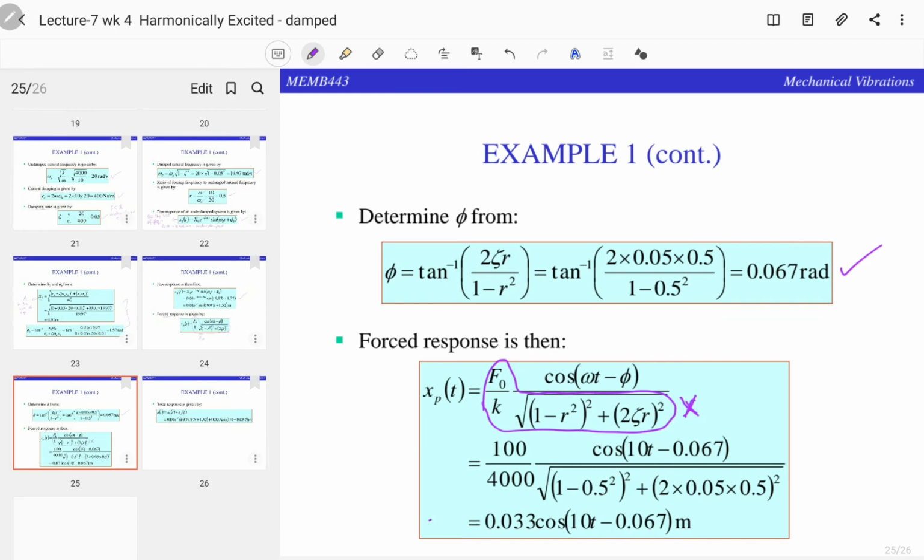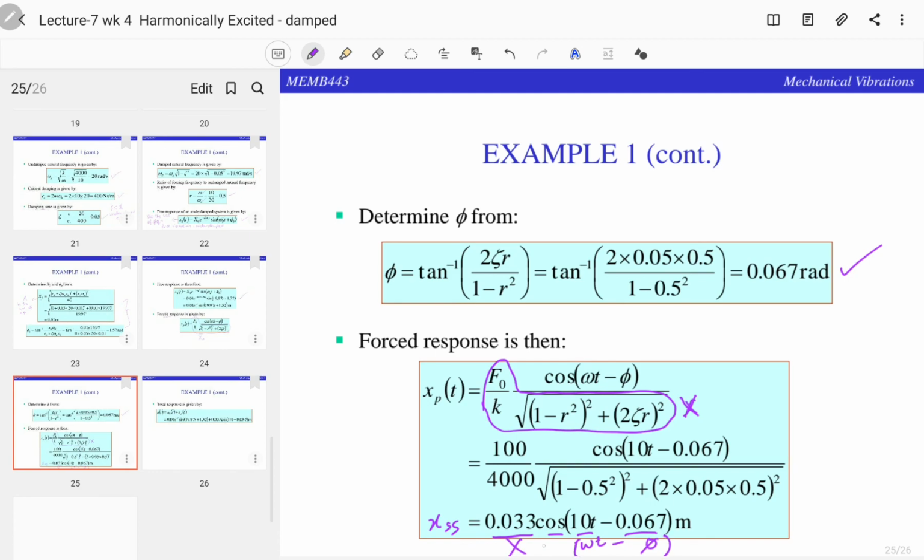Finally, your steady state solution is in terms of a capital X naught, or capital X, we call it, cosine omega t. This is omega, you already calculated that, minus phi. So this is the phi value. This is omega t minus phi.